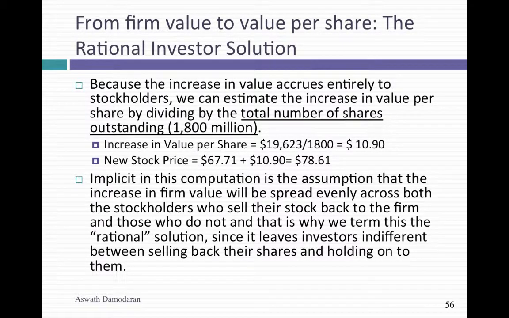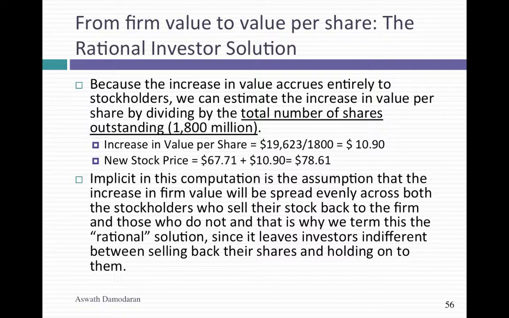Now, as you read this slide, I just have a very basic comment about this. If the investors are rational, the price on the buyback should be such that investors are indifferent between selling back their shares and holding on to them. In this case, it happens at the value of $78.61. So you're trying to establish the indifference price, we could call it.